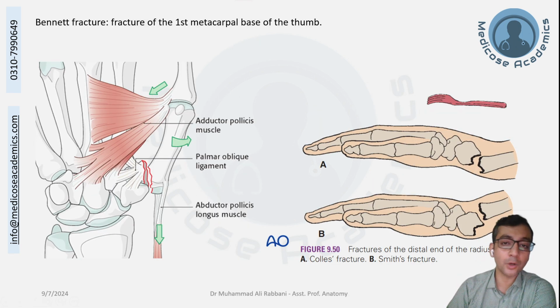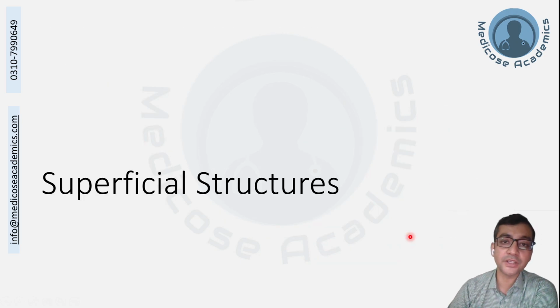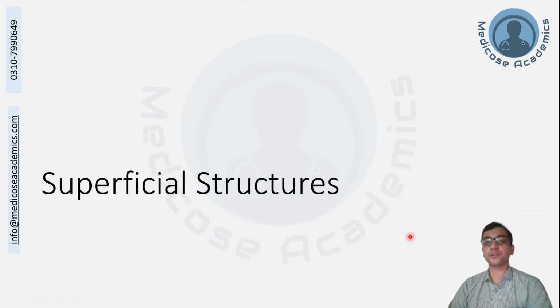By the way, you must know about the other fractures. There is a Bennett fracture that we have not discussed previously. That is the fracture near the base of the first metacarpal. And we have already discussed the Colles' fracture, the Smith's fracture, the Monteggia fracture, and the Galeazzi fracture.